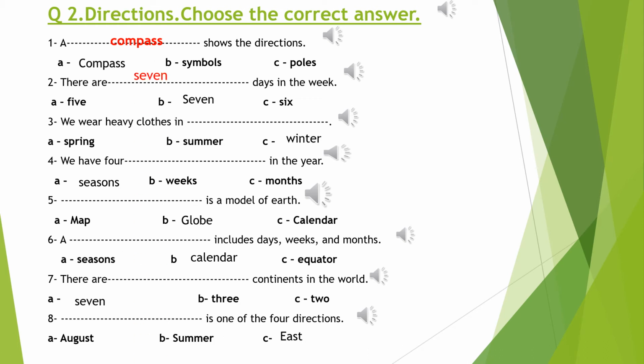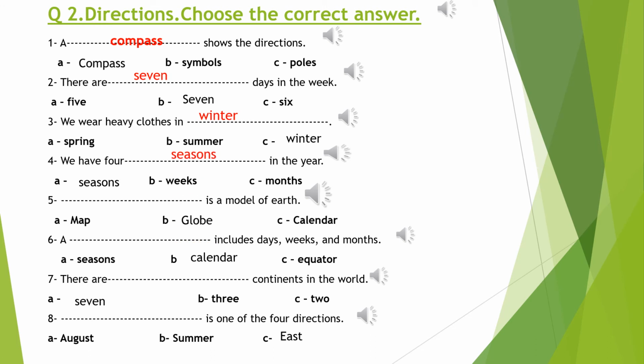Okay, number 3, we wear heavy clothes in spring, summer, or winter. Yes, we wear heavy clothes in winter. Number 4, we have 4 space in the year. 4 seasons or 4 weeks or 4 months in the year. Yes, excellent. We have 4 seasons.